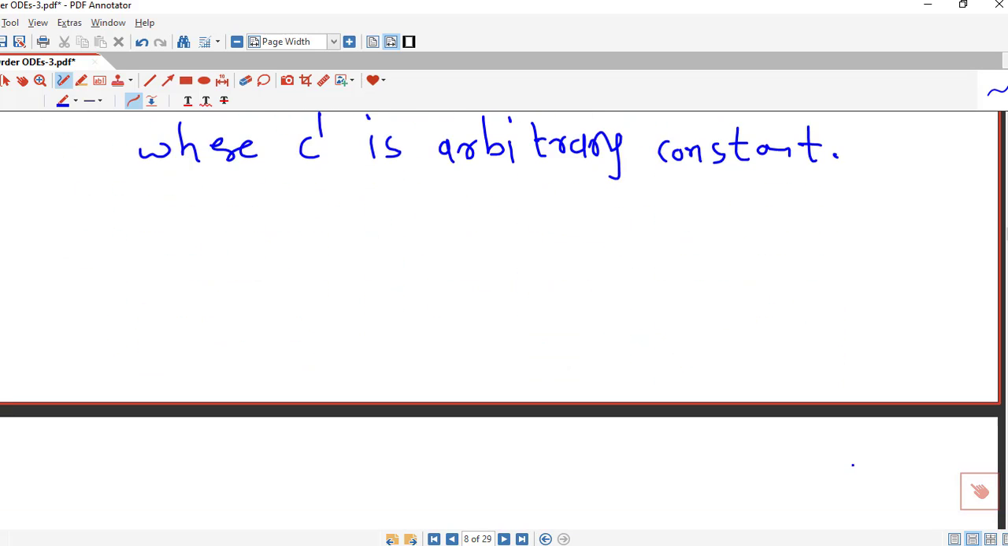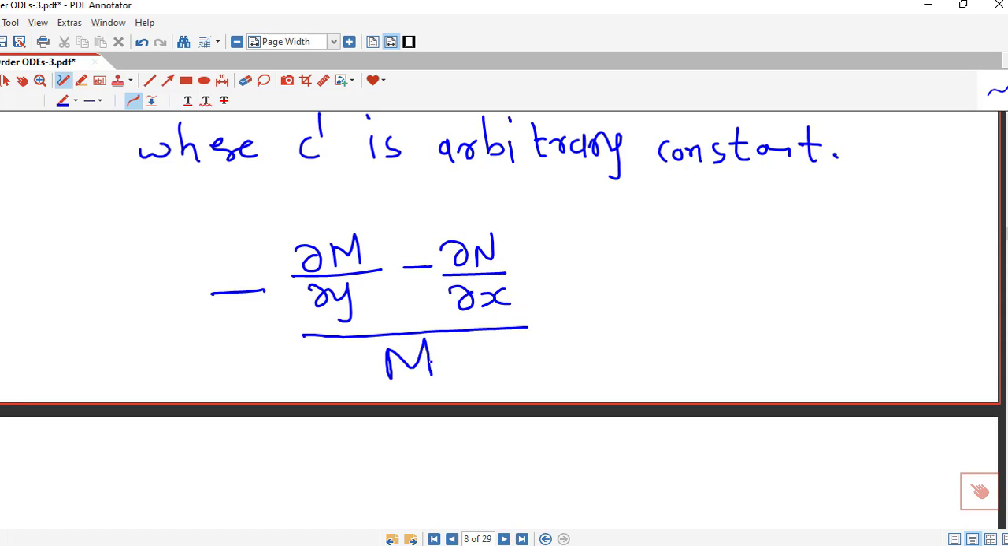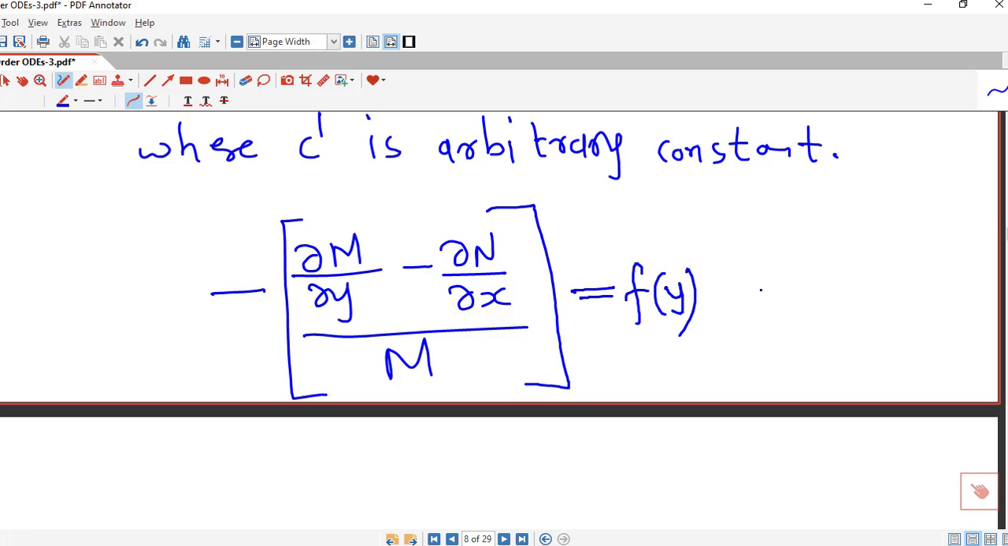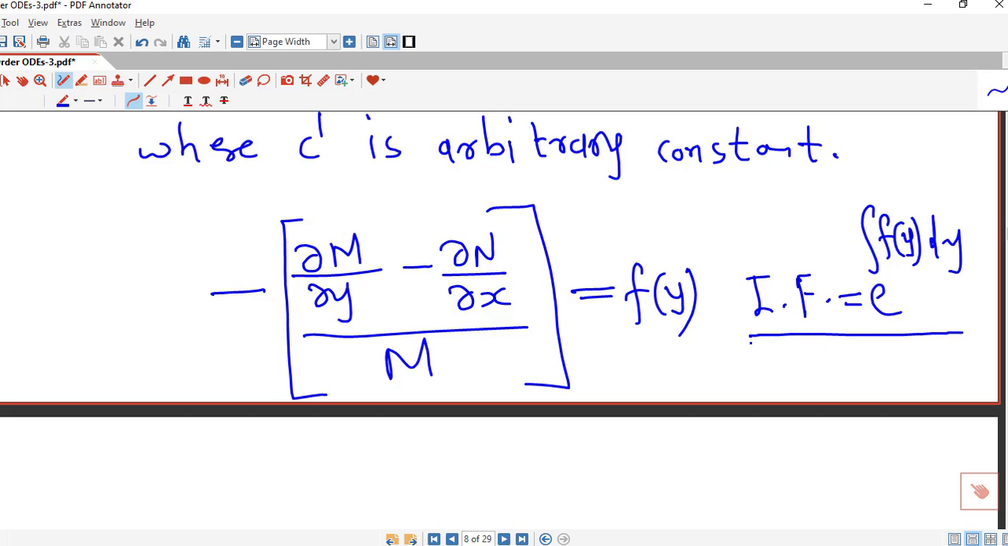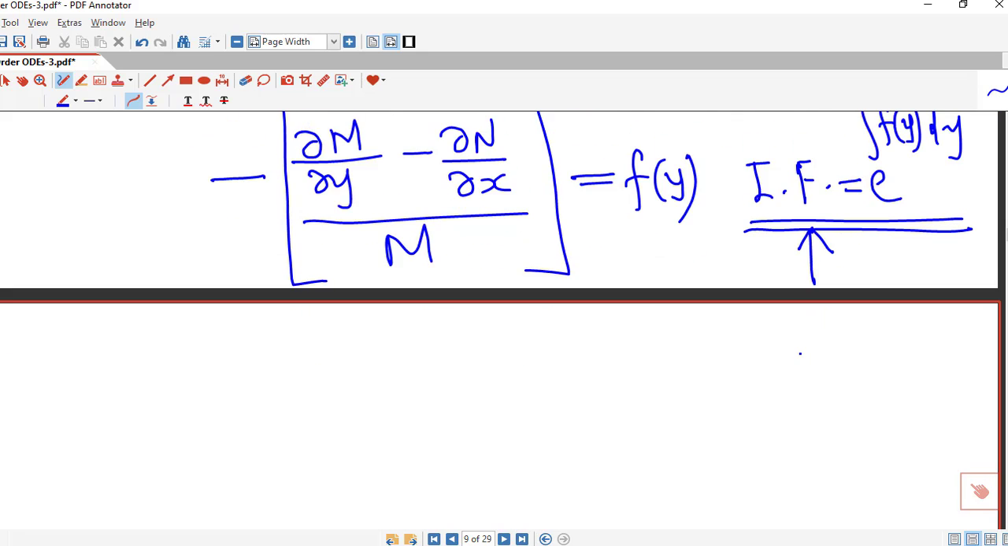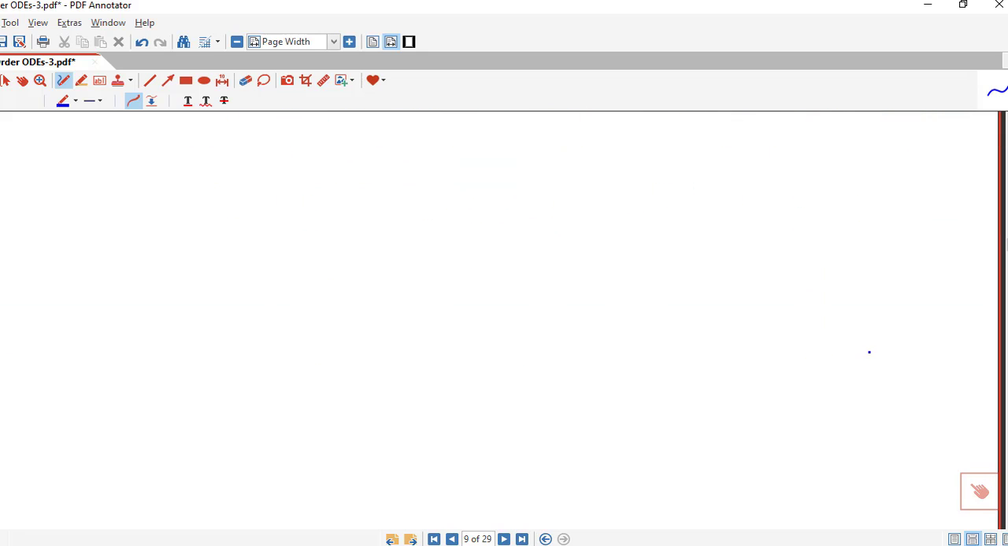So in this way we will remember this working rule: if negative of del M by del y minus del N by del x, over capital M, is a function of y only, then the integrating factor is e to the power integral of this function of y with respect to y. After multiplying with this integrating factor, the given differential equation becomes exact, so that we can solve it by the formula for solving an exact differential equation.